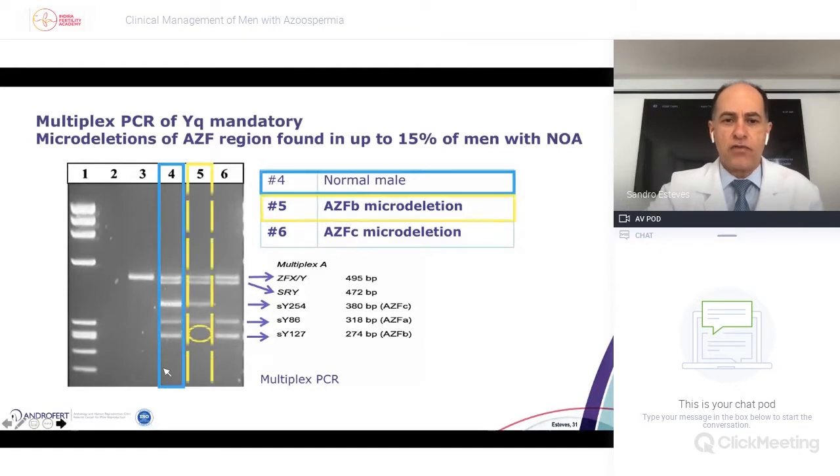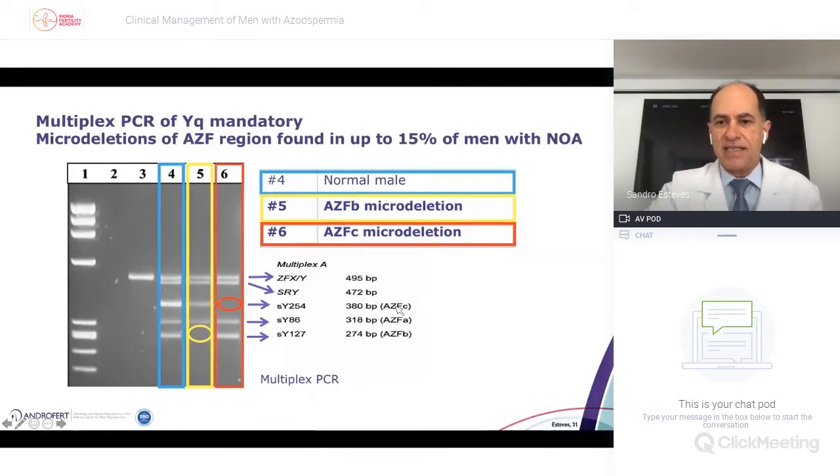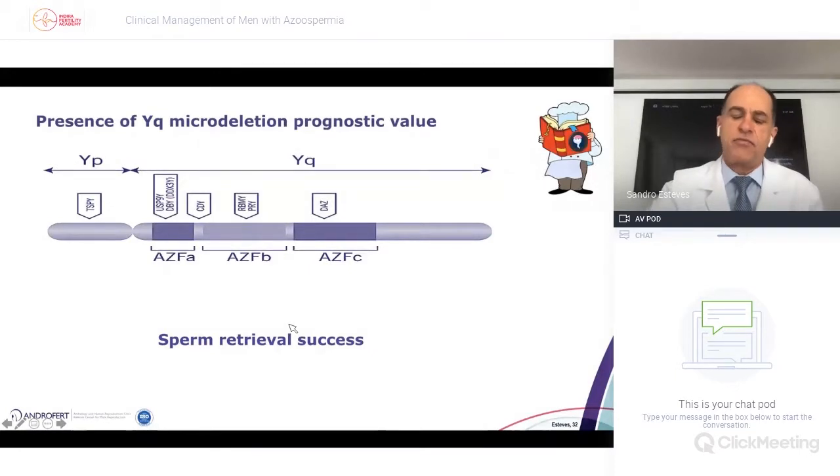But in contrast, you have a patient, for instance, in which a marker for the AZF-B region is missing. So this patient has AZF-B microdeletion. Or you can have a patient like number 6 here, in which the marker for the AZF-C region is missing. So you can see if the patient has any microdeletion. Sometimes they come combined. Some patients have a combination of AZF-B and C, or even complete deletion of the long arm of the Y chromosome.